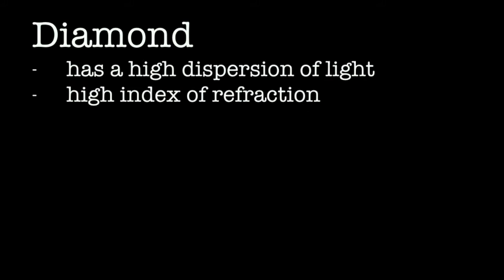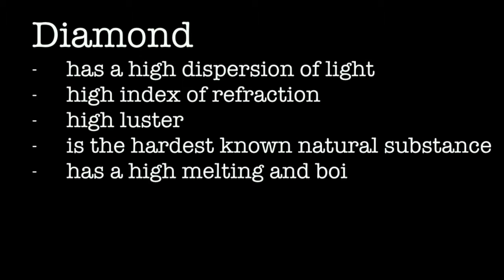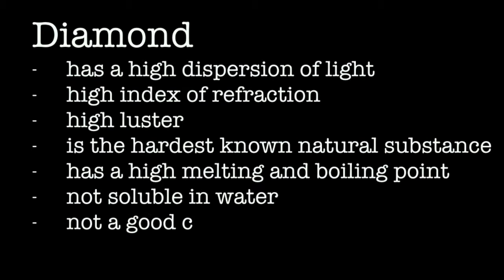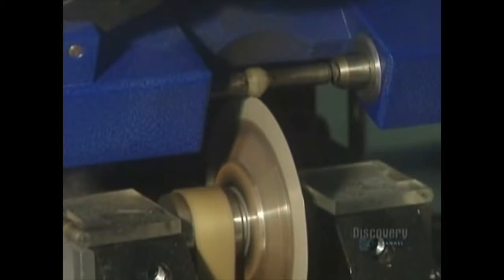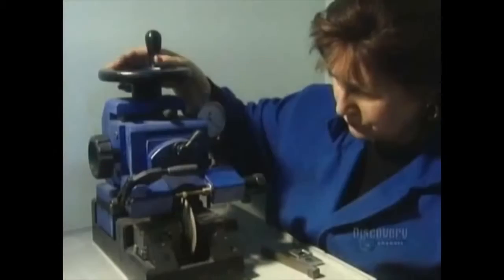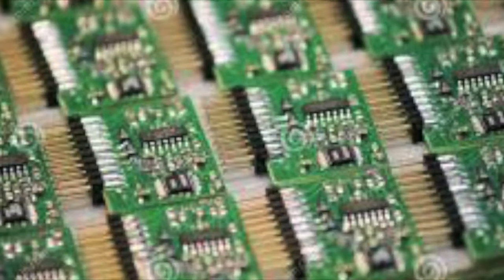So diamond has a high dispersion of light, high index of refraction, and high luster. It is also the hardest known natural substance. It has a high melting and boiling point. It is non-soluble in water and is not a good conductor. 80% of diamonds are used as a cutting tool and for other uses where durability is required. They are also used in grinding, polishing, and as semiconductors and microchips.